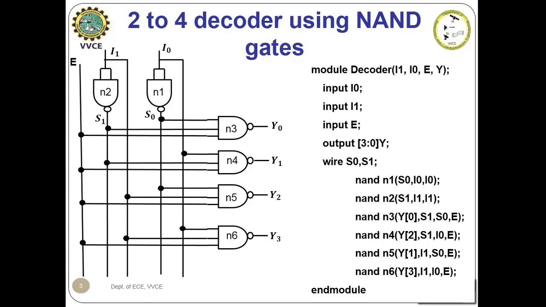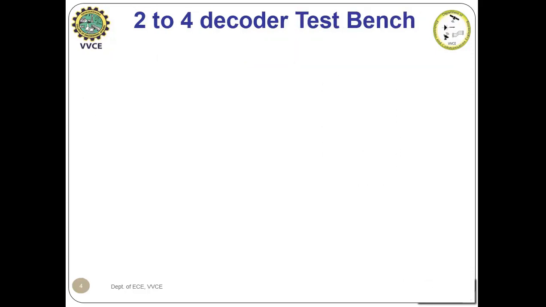Now we'll move on to the test bench code. How do I write a test bench? To write a test bench, the first thing is I need to use the keyword module with a module name, so I've given it as tb_v with a semicolon. Whenever we are writing the test bench, there is no requirement to declare inputs and outputs.